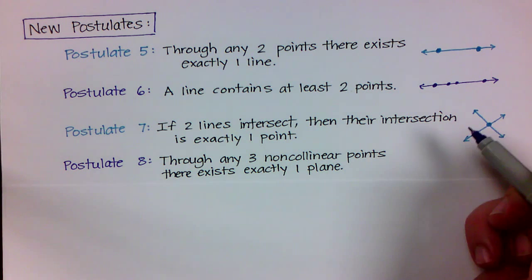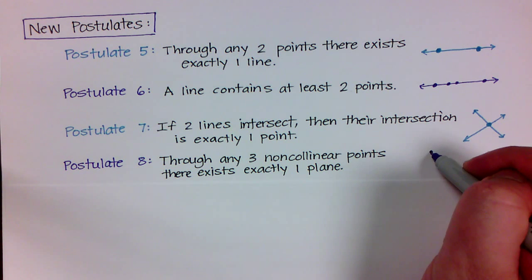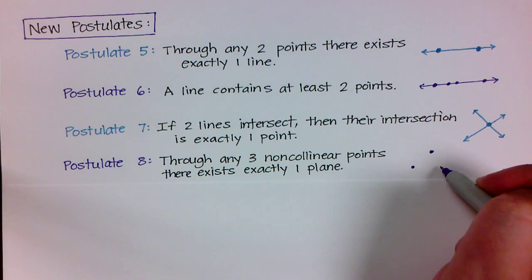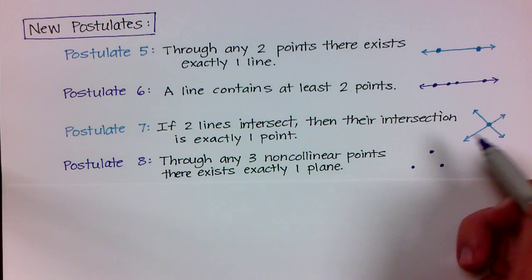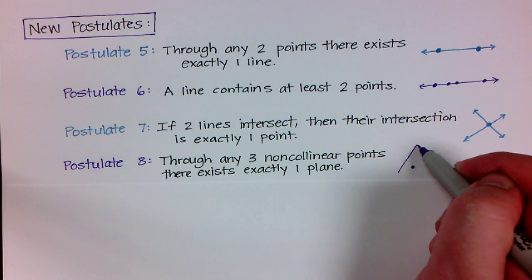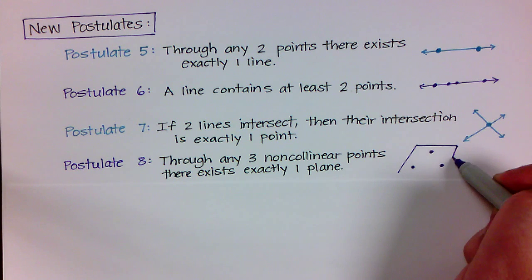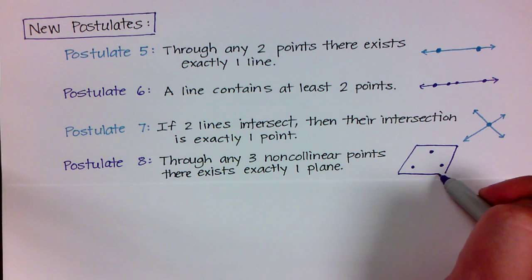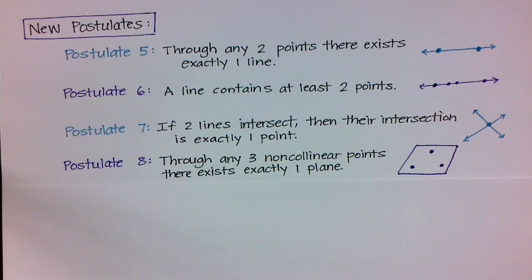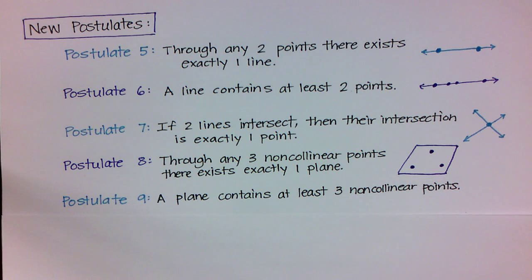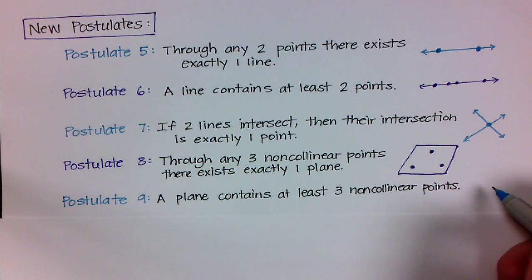Postulate number 8 says, through any 3 non-collinear points, there exists exactly 1 plane. So do we remember what 3 non-collinear points look like? It's 3 points that cannot all be put on the same line. And it says that if I have 3 non-collinear points, they're all on exactly 1 plane. So there's only 1 plane in the world that has all 3 of those points on it.